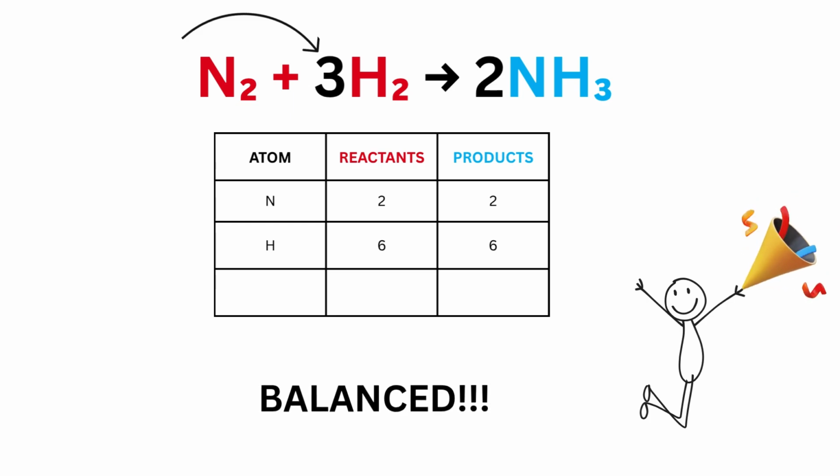We have 2 nitrogen atoms on each side and 6 hydrogen atoms on each side. Now let's move on to the following equation. Example 3, combustion of methane.